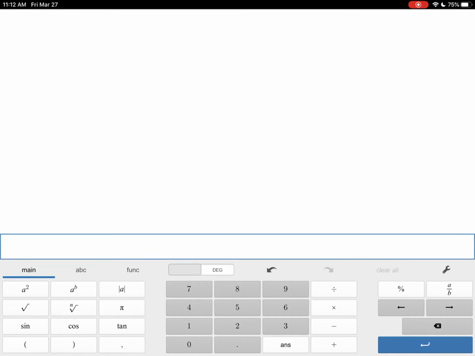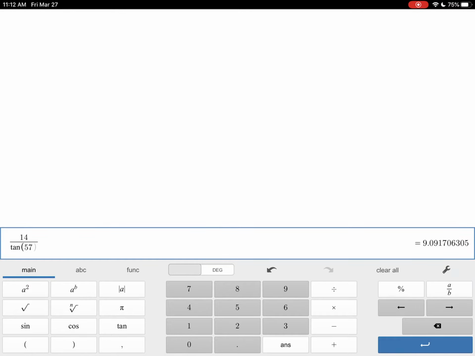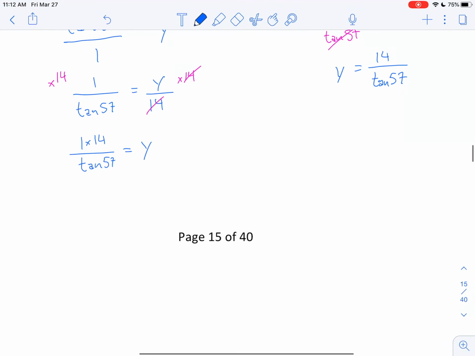So that is 14 divided by tan 57. Backspace here. 14 divided by tan of 57 degrees. Put an end bracket there. You'll see off to the right is 9.09. Question doesn't say, so I'm going to round to 2 decimal places and say that y is equal to 9.09.